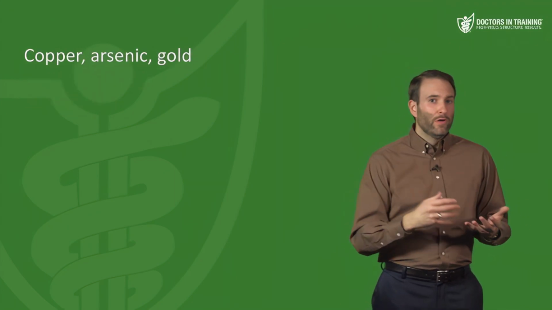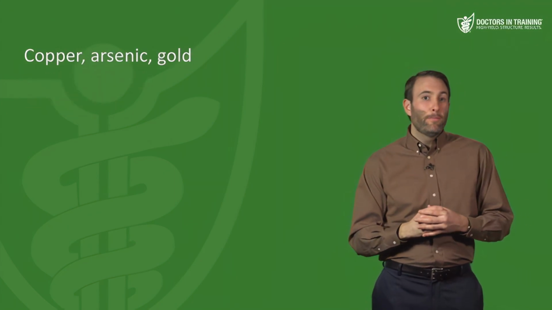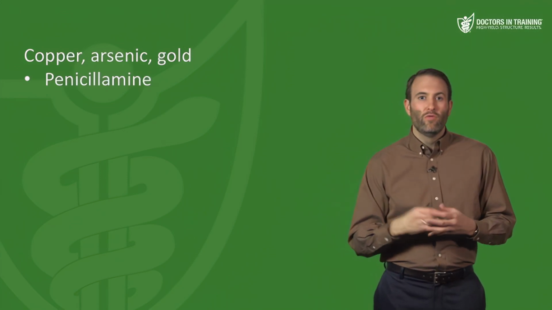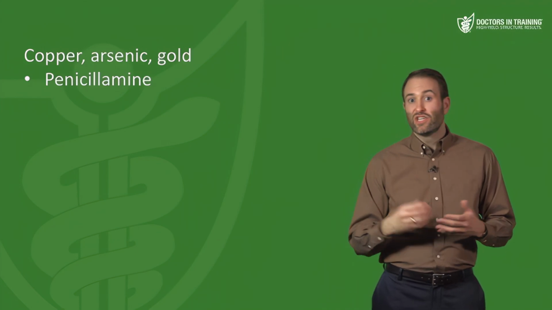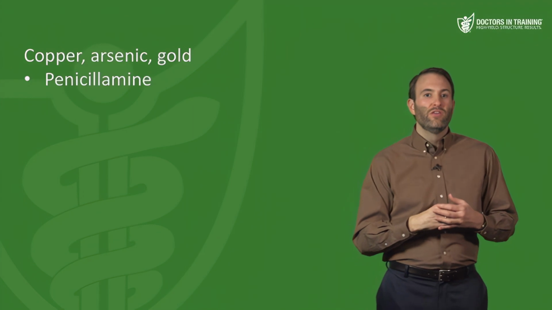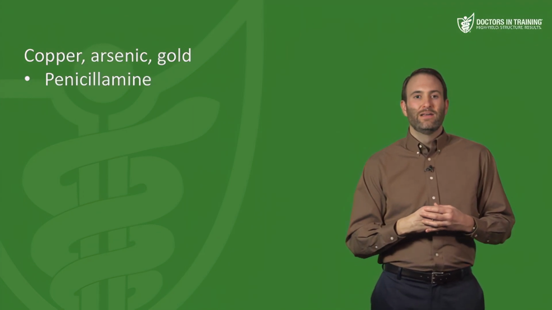Moving on to copper, arsenic, and gold, you can use penicillamine. So think about copper pennies, and also for copper overload, you would use penicillamine. So who gets copper overload? Remember, those are going to be our Wilson's disease patients. Also, don't forget those Kayser-Fleischer rings in the eyes.